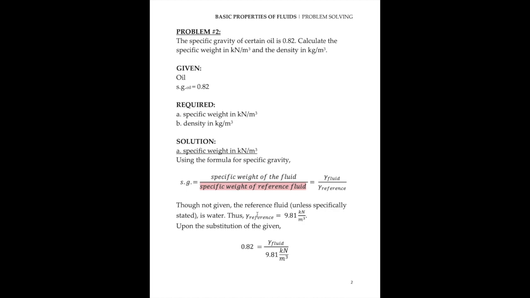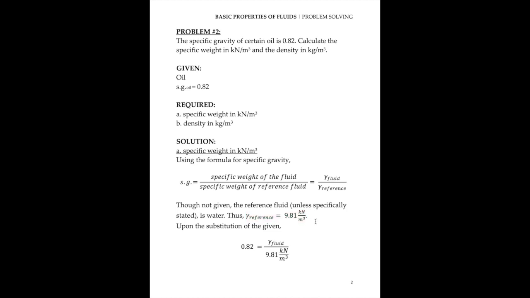Though not given, the reference fluid is always assumed to be water, unless specifically stated by the problem that a different reference fluid is being used. So for problem number 2, since it's not stated, you may use the specific weight of water as our reference, thus giving you the specific weight of water as 9.81 kilonewton per cubic meter.